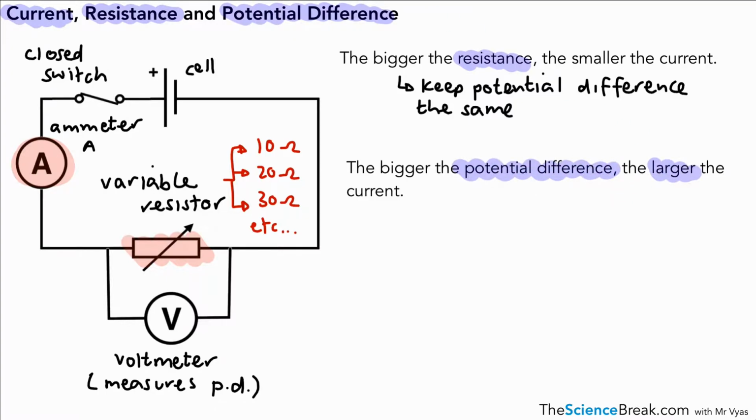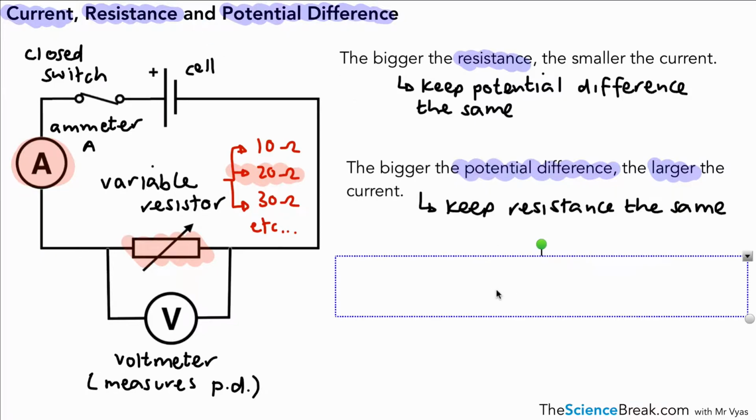Okay, so increasing potential difference will increase current, but again, if we're looking at that, we need to keep the resistance the same. We'd have to keep the resistance at the same value to see that relationship. So for example, in this one here, we could set the resistance at 20 ohms, just chosen randomly, but just to show that it's fixed, and we would see that the bigger the potential difference, the larger the current.